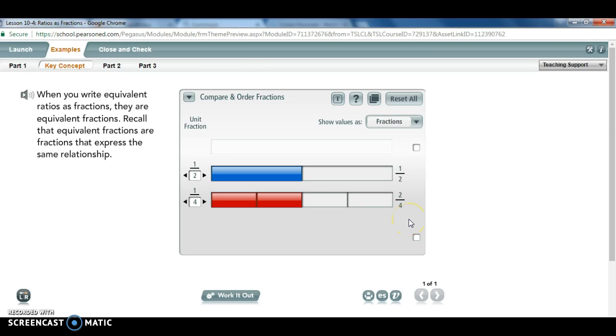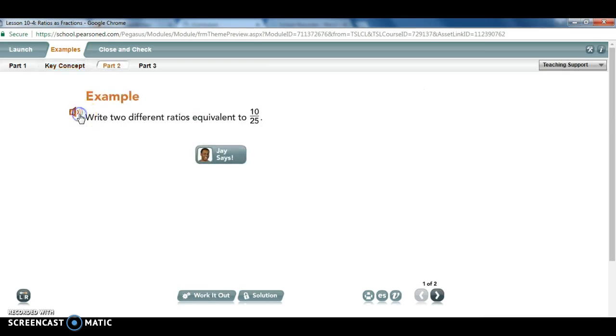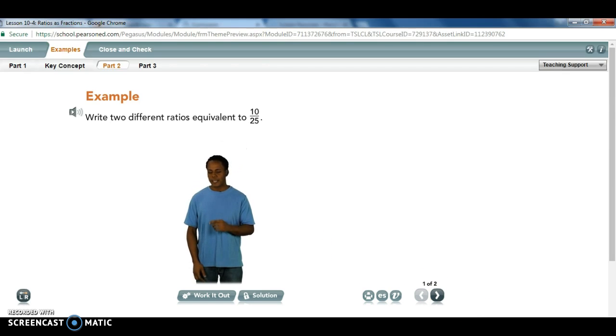Those are equivalent fractions, and because we can write equivalent ratios as fractions, we're still solving those kinds of problems the same way. Write two different ratios equivalent to 10/25. Okay, let's consider something. Why would I want to write a ratio as a fraction? Wait for it. Because then I can use it to write equivalent ratios.